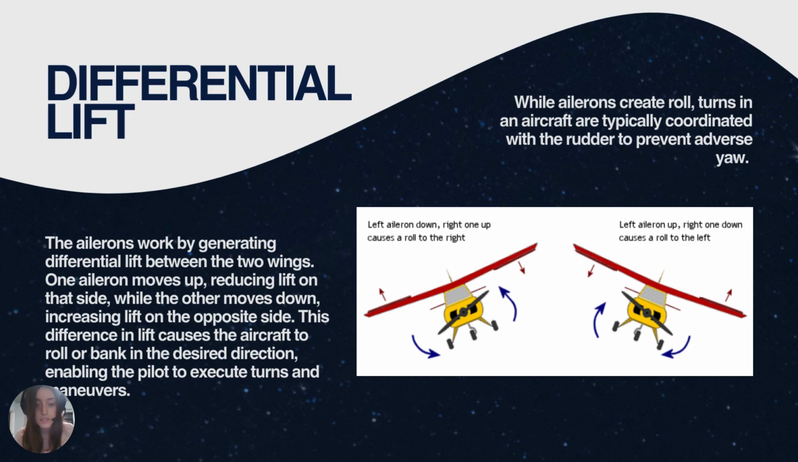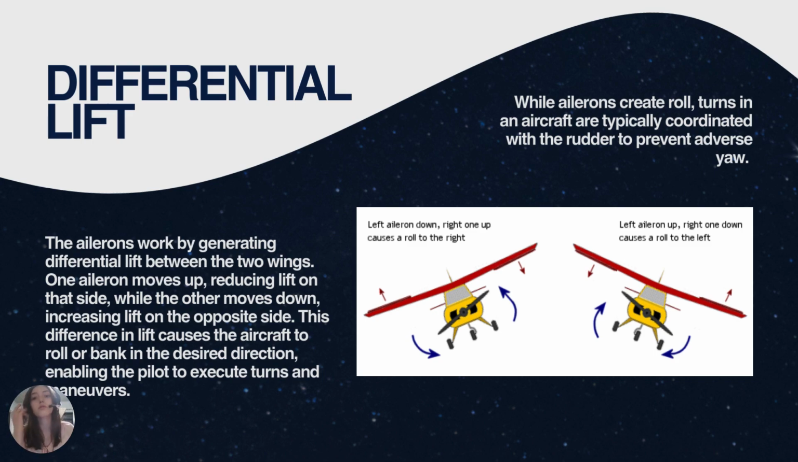As you can see here in the picture, in the first image, we have the left aileron down and the other one going up, which causes a roll to the right. And in the other image, same thing, but vice versa: when the left aileron is up and the right one is down, it causes a roll to the left.